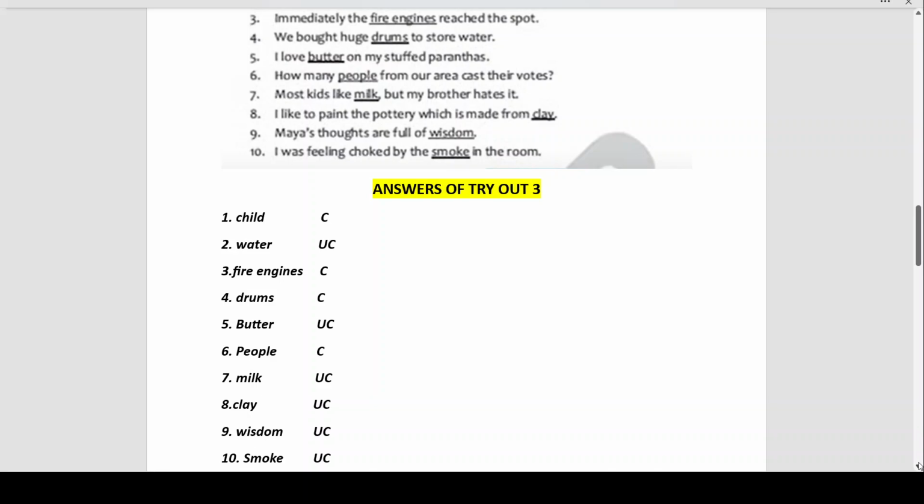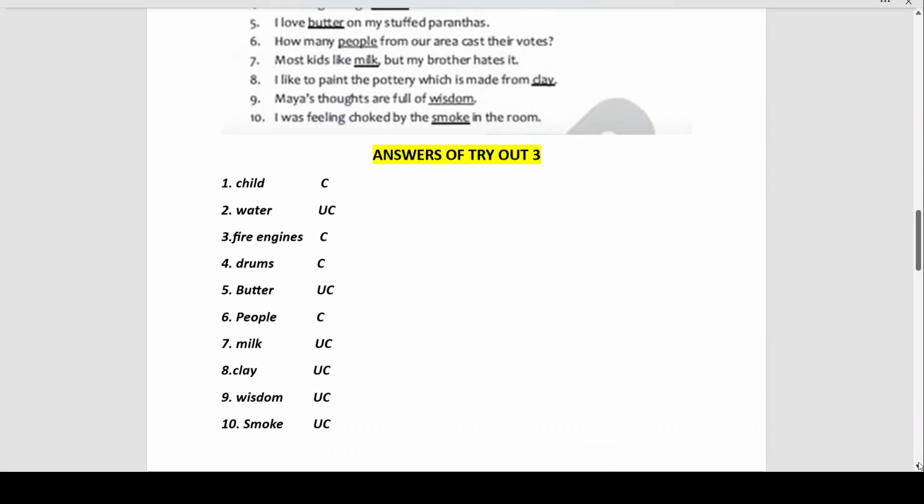Number 10, I was feeling choked by the smoke in the room. Smoke, you cannot count how much smoke there is in the room, right? You can just say that the room was filled with smoke, a lot of smoke. So, smoke is an uncountable noun here.